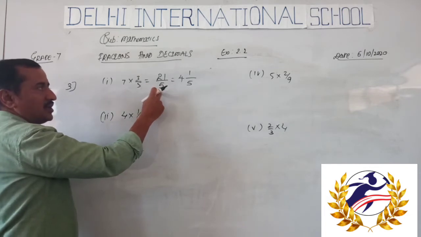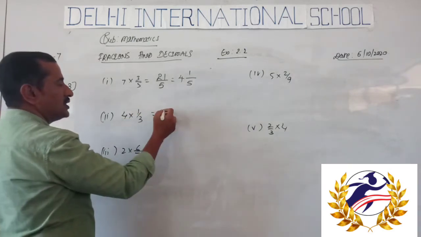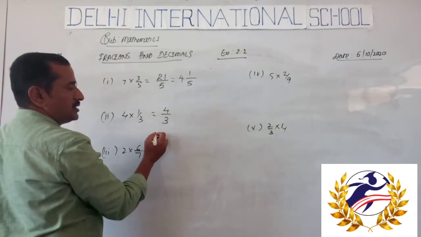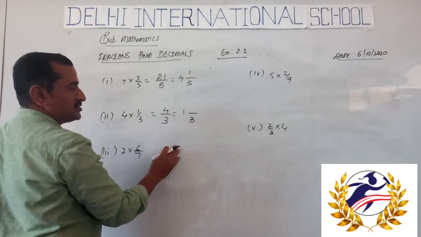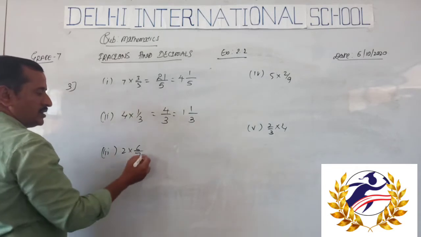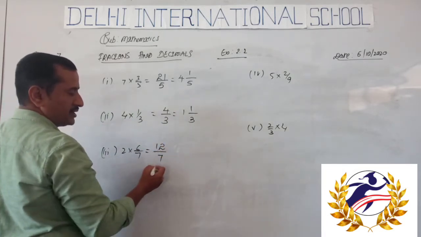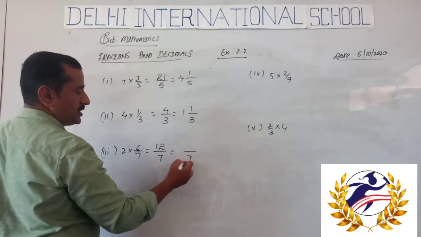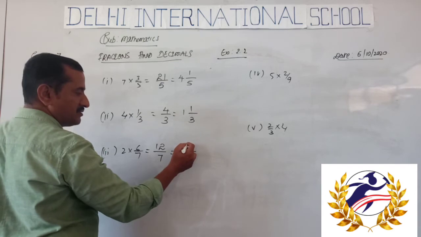Mixed fraction: 5 4s are 20, remainder is 1. Now 4 1s are 4 divided by 3. 3 is a prime number. As a result of that, 3 1s are 3 and the remainder is 1. 2 6s are 12 divided by 7. Here also, 7 1s are 7 and the remainder is 5.